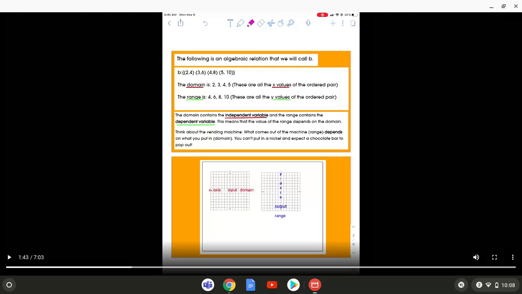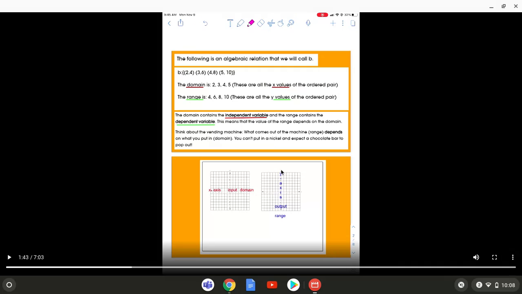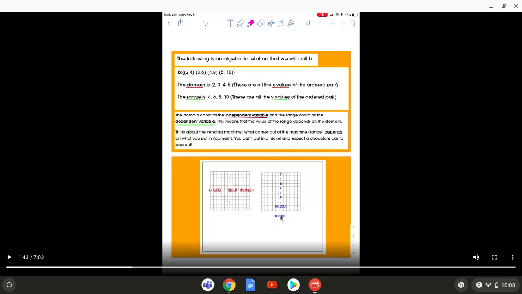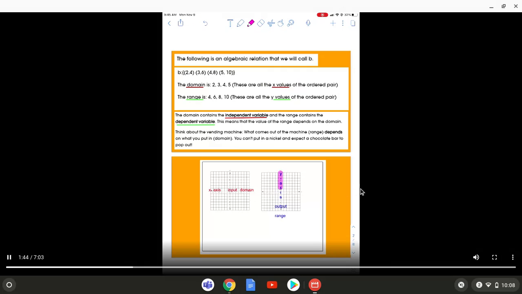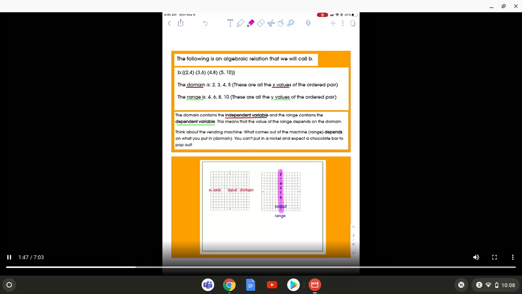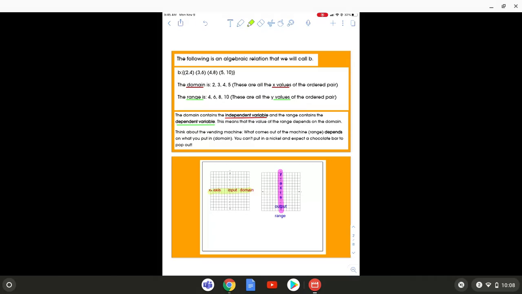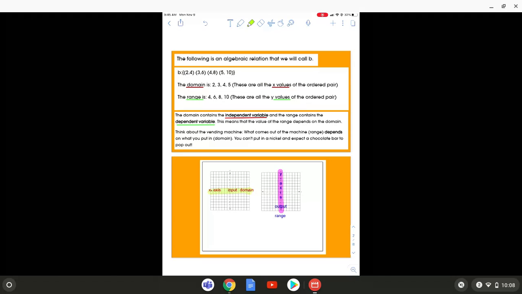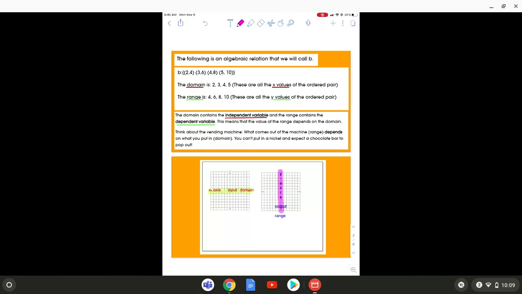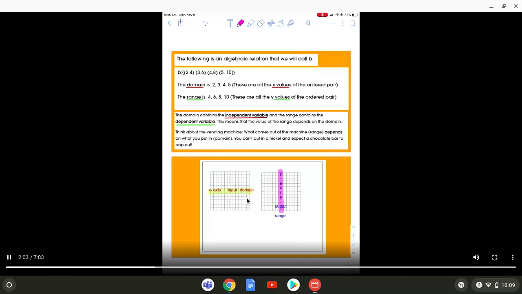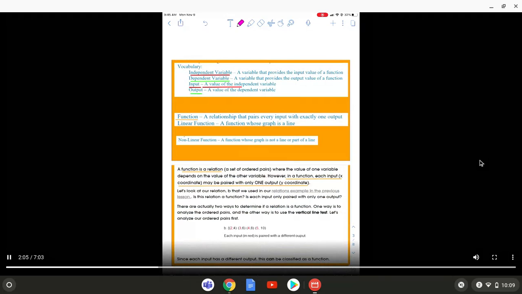Now, when we're thinking about that on a graph, your x-axis is where all your inputs will go, and that is your domain. And your y-axis is where all your outputs would go, and that is your range. So the y-axis, up and down, is output, and the x-axis, horizontal across, is your input. So remember, that is your independent variable right here, and your dependent is on the y.